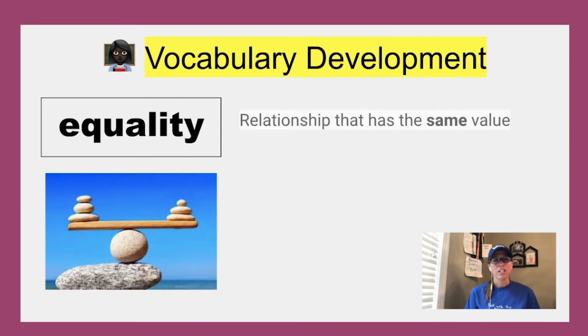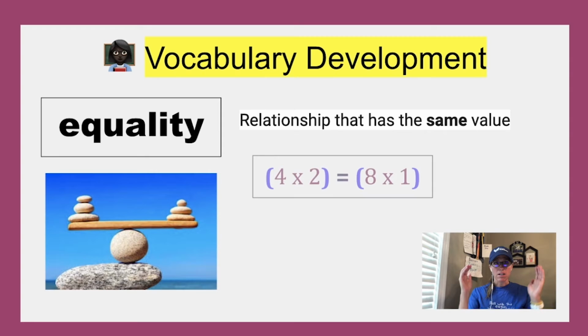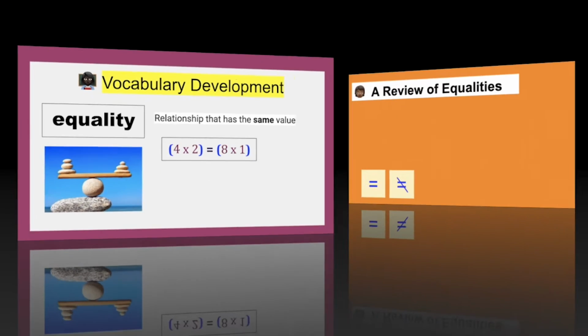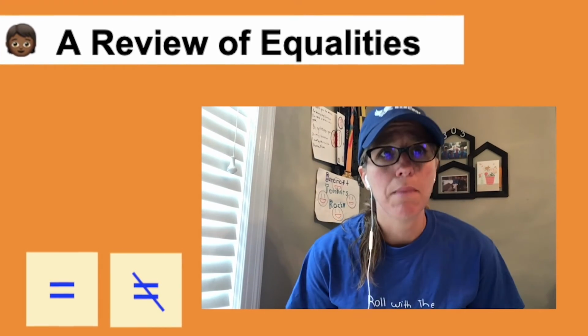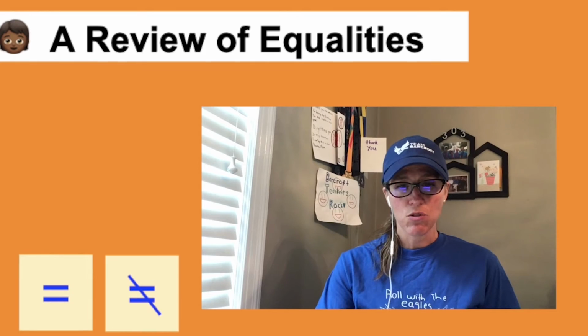Equality is a relationship that has the same value. So today we're going to be successful if we can recognize equations that have equality, or making them balanced. We can see here we're using the parentheses: 4 times 2 is the same as 8 times 1. Both sides have equality.